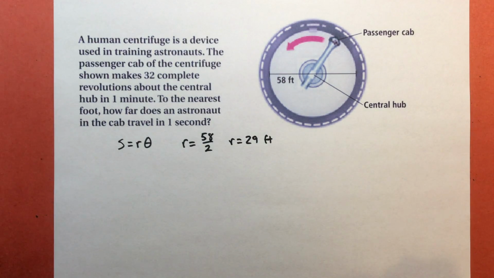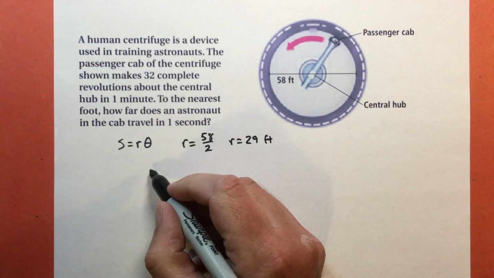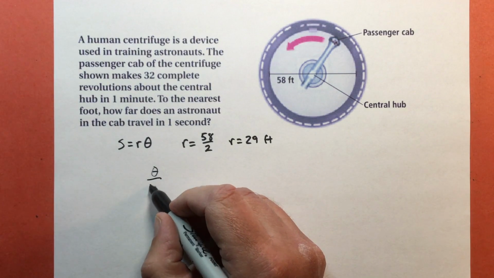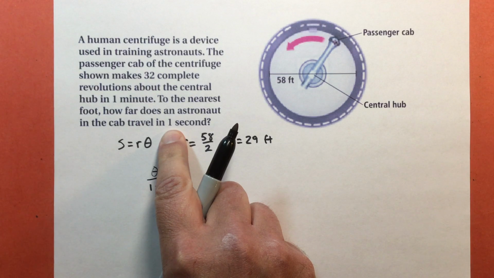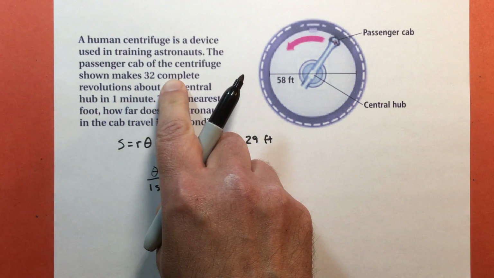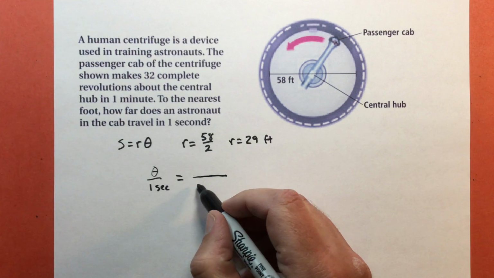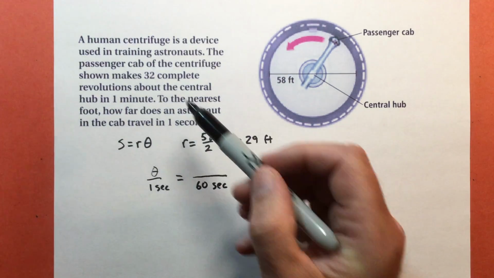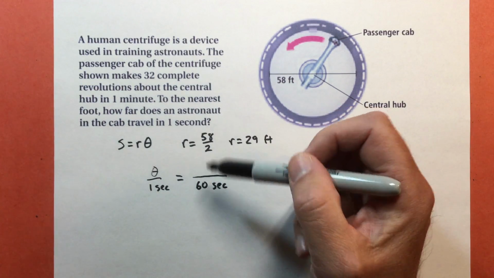Now the next thing, I need to be in radians. So the angle that I'm going to travel in 1 second is going to be proportional, because I want to know 1 second, but it tells me it makes 32 complete revolutions in 1 minute. So I need to convert from minutes to seconds. 1 minute is going to be 60 seconds, and the angle in 1 second is going to give me the same proportion as the angle in 1 minute.